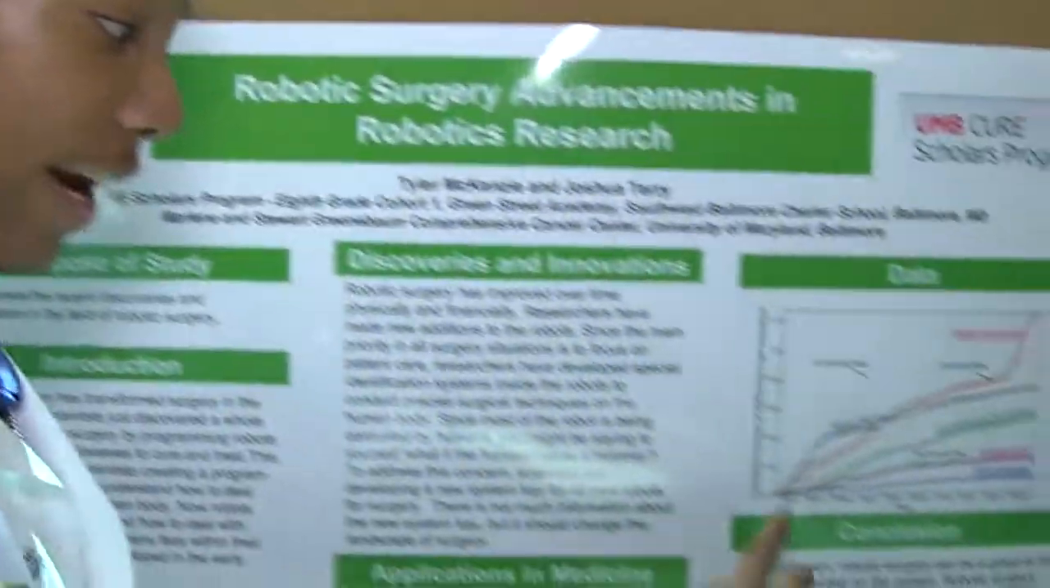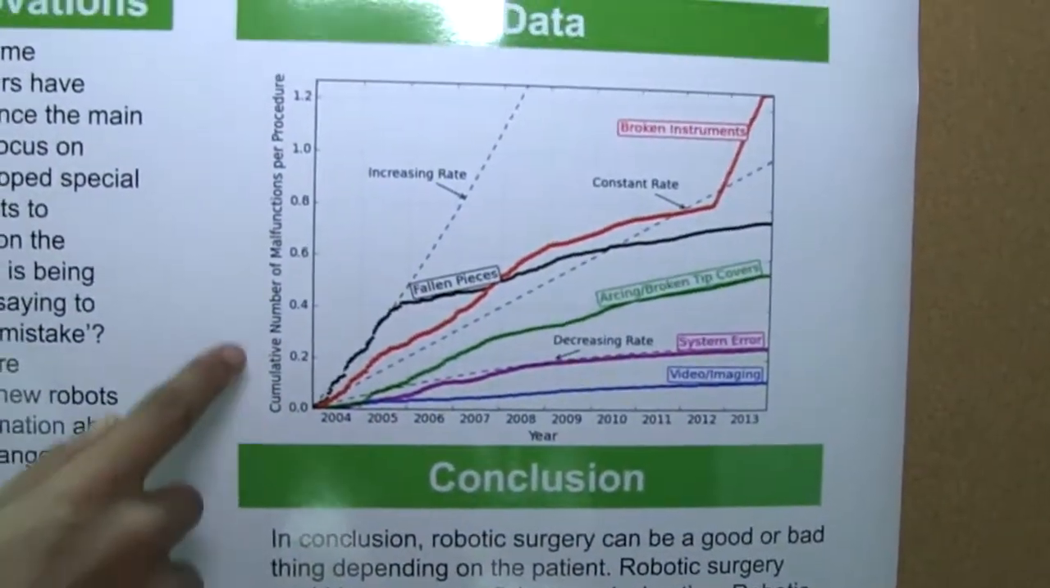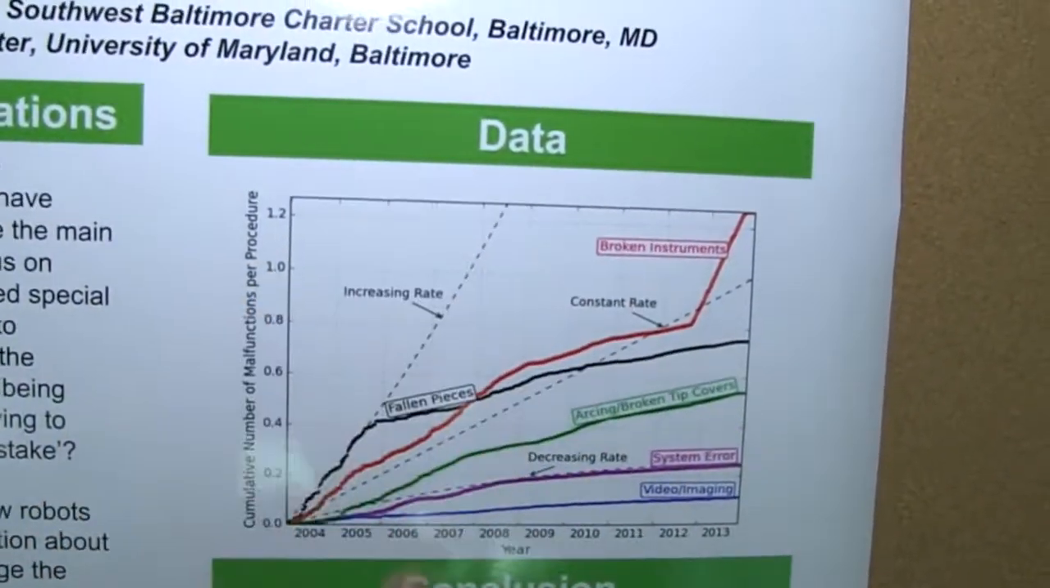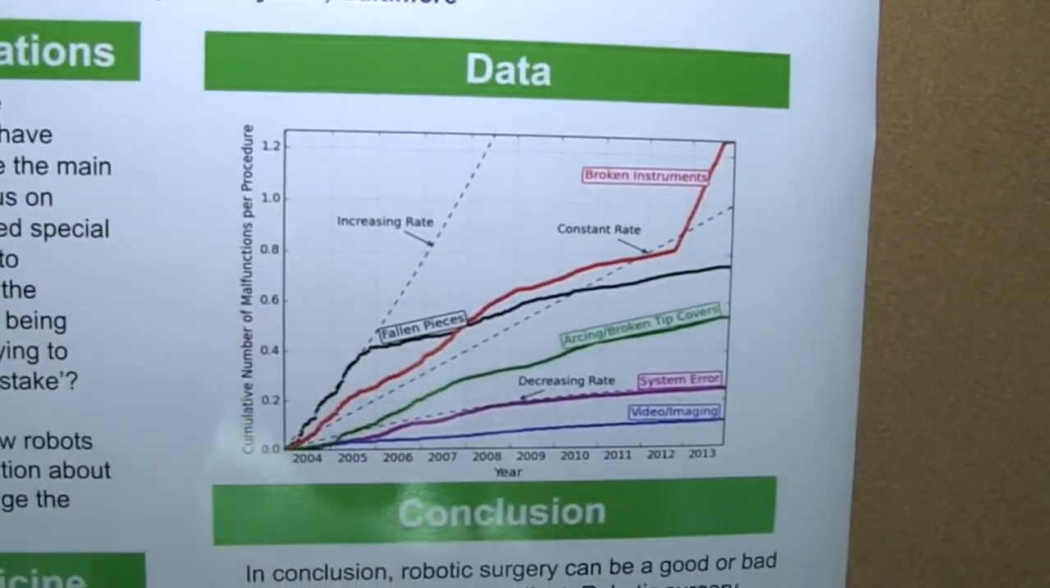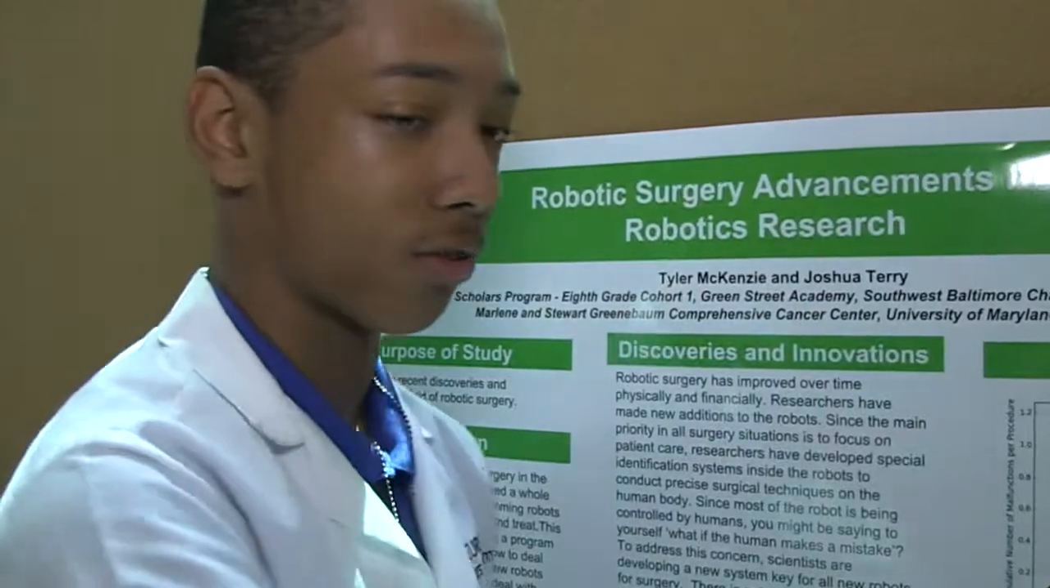Alright, so this data shows a 9-year span for the years 2004 to 2013, and it also shows the malfunctions each and every piece of a robot has. We wanted to focus on two main things, broken instruments and video images. The reason why we wanted to focus on broken instruments is because that's basically the part of a robot like the arms and legs, the mainframe, which is the robot's brain.